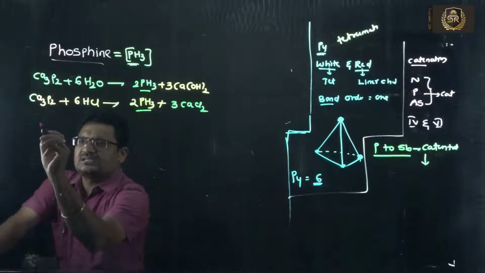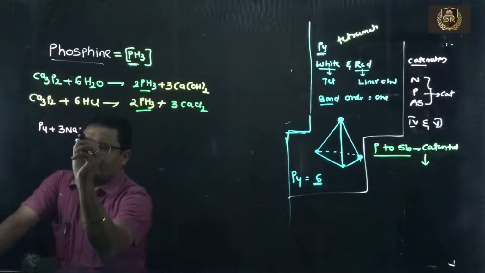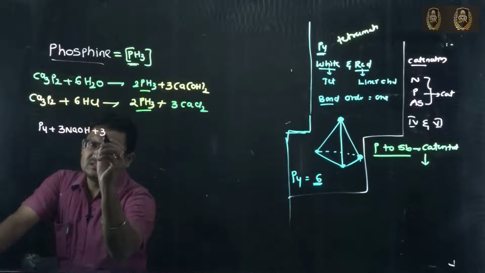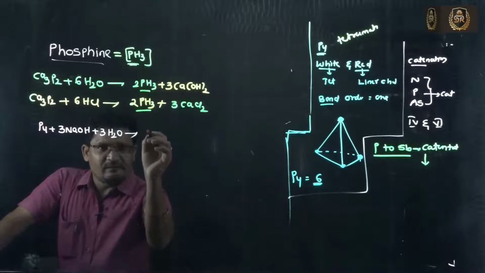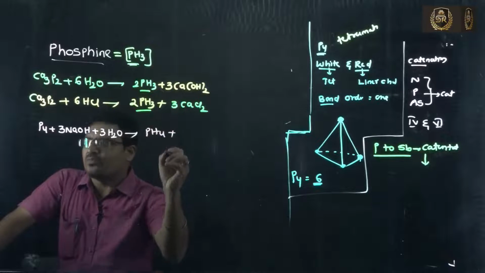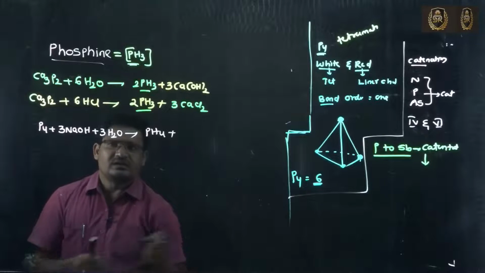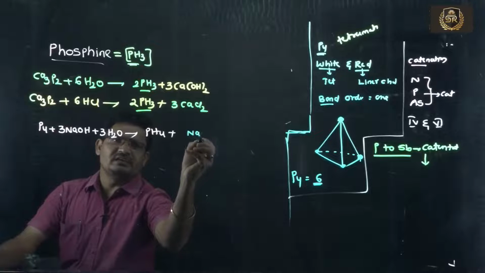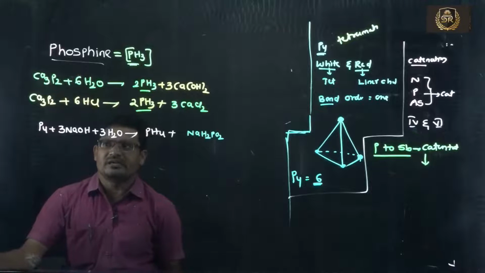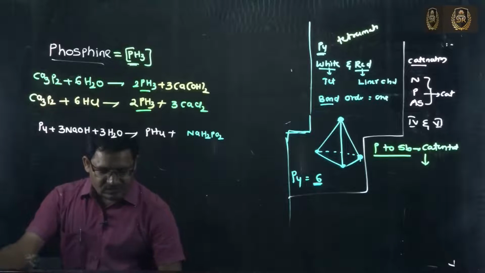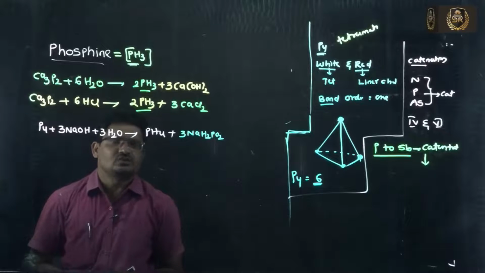White phosphorus, P4, reacts with alkali, 3 moles of NaOH, and undergoes hydrolysis to get phosphine. What is the formula of phosphine? PH3, plus a salt compound is formed. That salt compound's formula is NaH2PO2. Here take 3 moles of NaH2PO2.